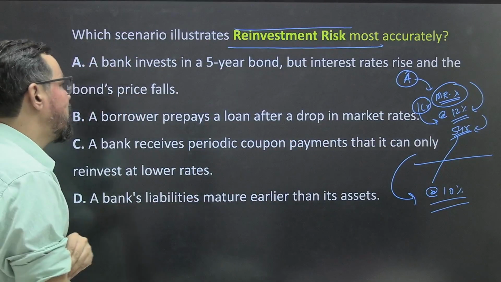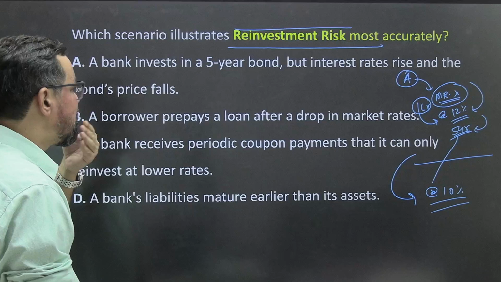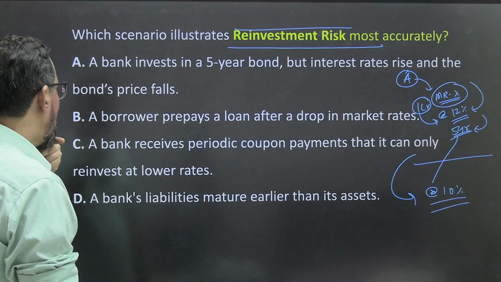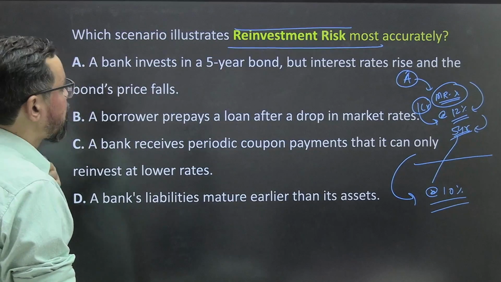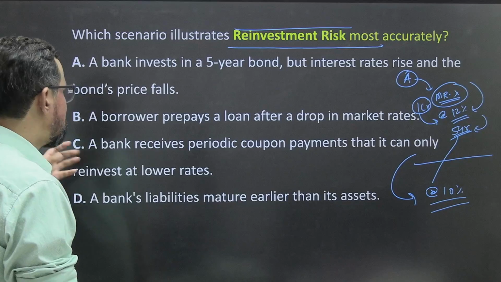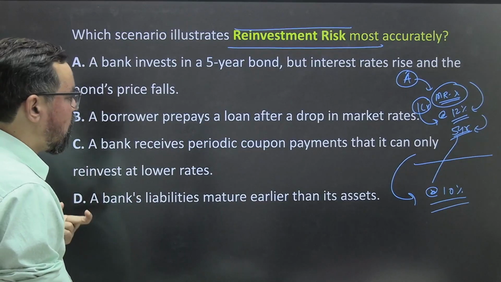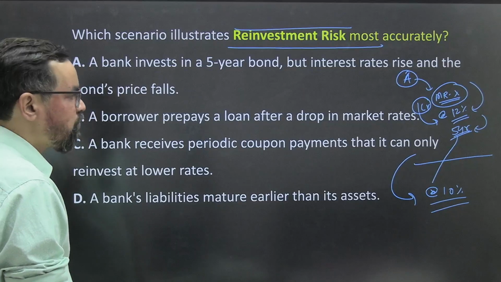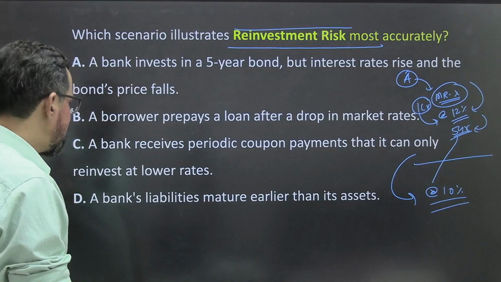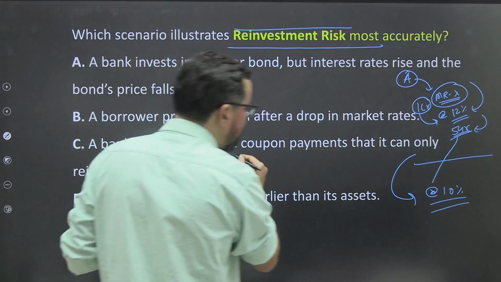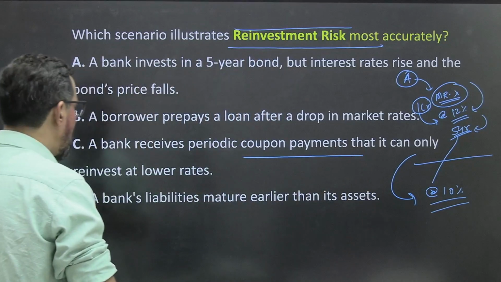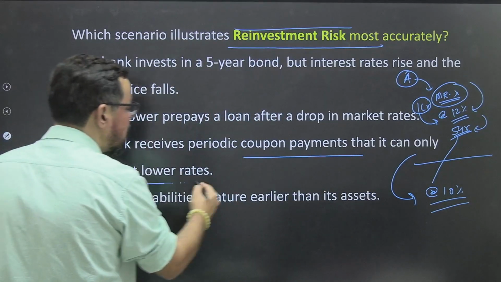A bank invests in a 5-year bond, but interest rates rise and the bond price falls. Okay, no, this is not related to that. Okay, a borrower prepays the loan, what happens here? This is something like an embedded option. A bank receives periodic coupon payments that it can only reinvest at a lower rate. Okay, so what is happening here?